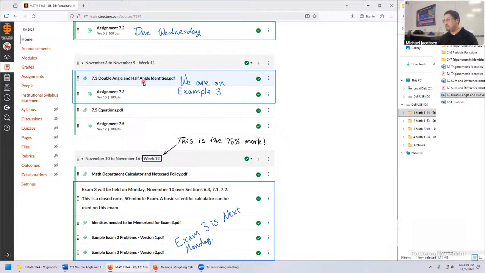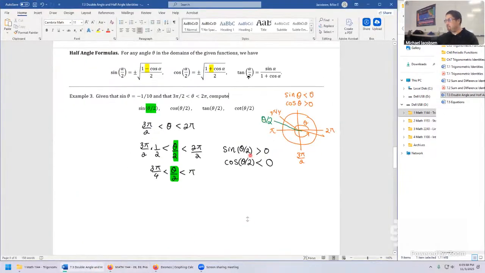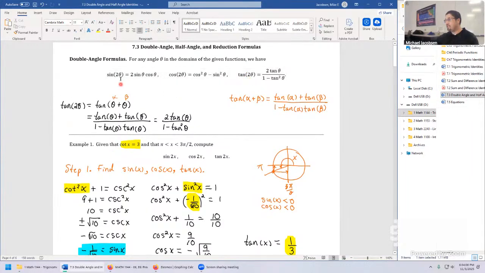Okay, well, in 7.3, we're looking into a whole lot more identities. 7.2 ends at the sum and difference identities, which I sometimes abbreviate to say the addition formulas. But here we looked into the double angle identities and the half angle identities. We're on example 3, but just as a warm up on what we did before we got to that point, here are the new identities at the top of the notes. So this is not going to be on the third exam. This will be final exam material.